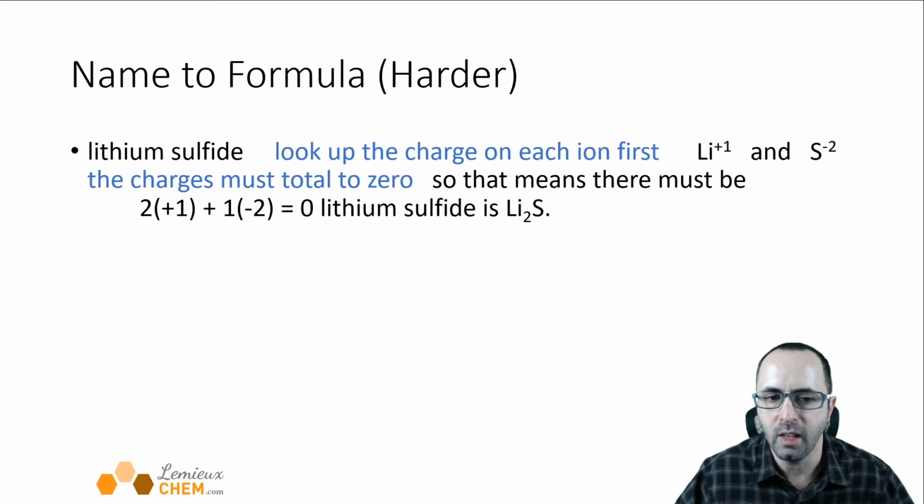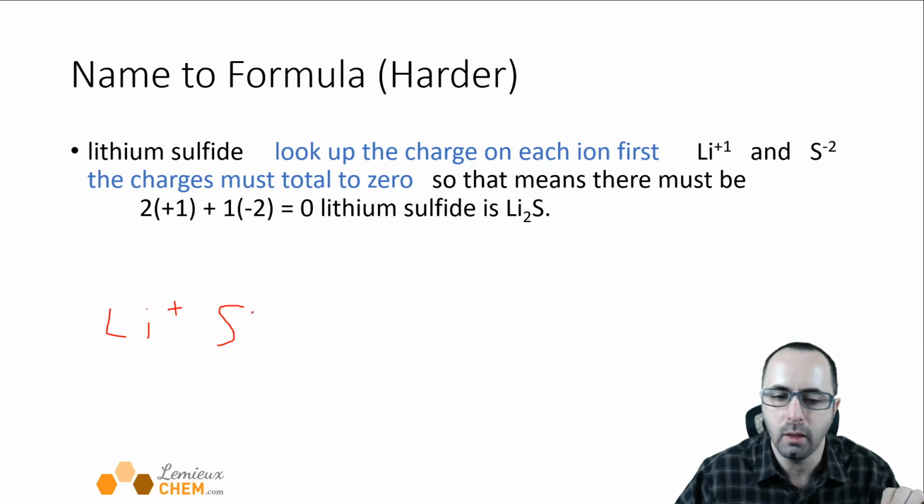So, for example, let's say we want to name lithium sulfide. So first we have to figure out, okay, what are the ions? Oh, okay, we've got a lithium ion, Li+. And we know that because it's in group 1. And then we see sulfide. Okay, the ide tells us that it's only one atom, the sulfur. And its charge is -2 because it's in group 6 of the periodic table.